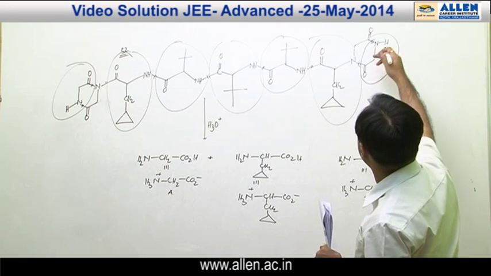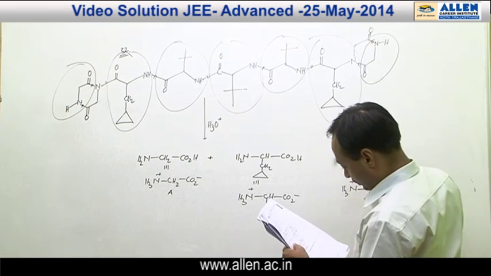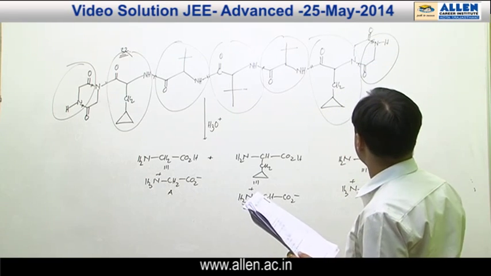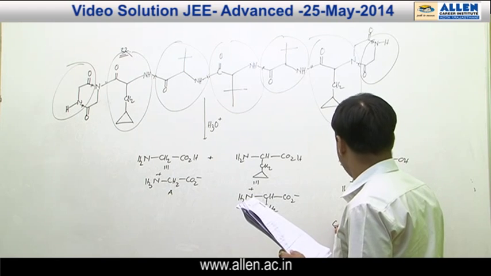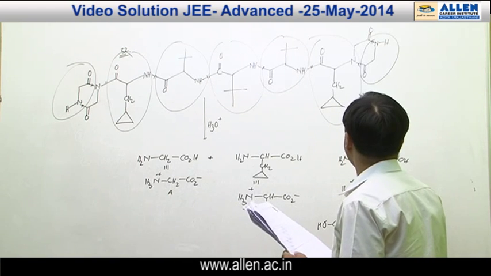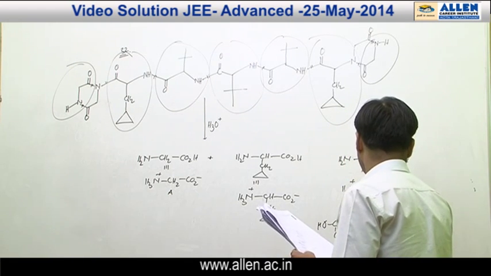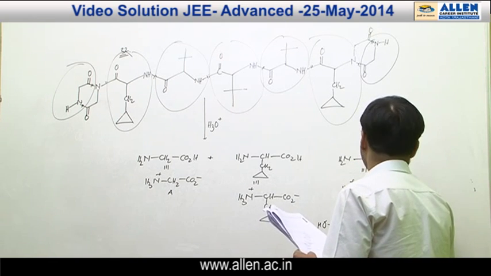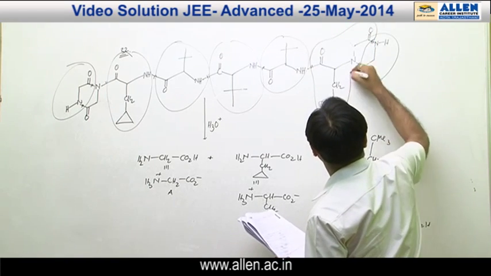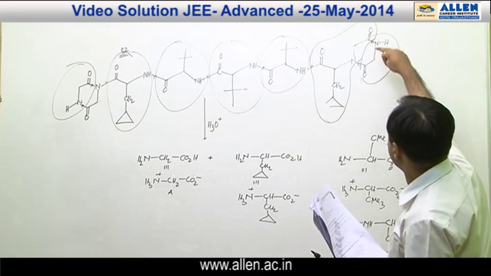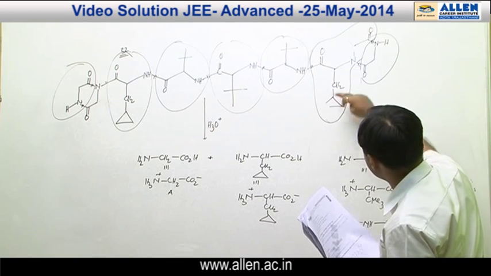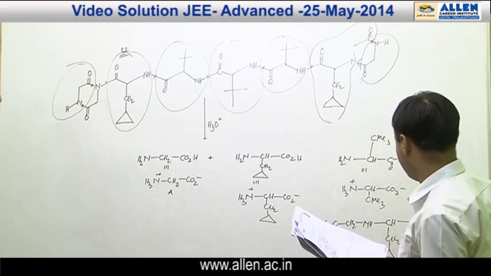But if I go for that CO part, another product from this structure is CO2H, CH2, NH, CH, CH2, three-member ring, CO2H. Actually, it is breaking in this way, and in this way. So again, it's CO2H, CH2, NH, single bond, CH, CH2, three-member ring, and then CO2H.